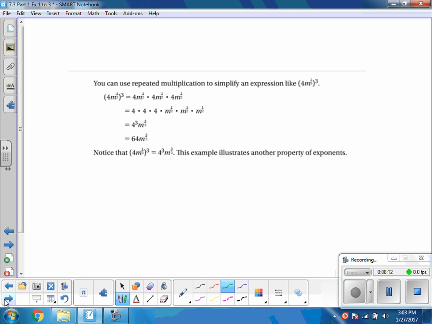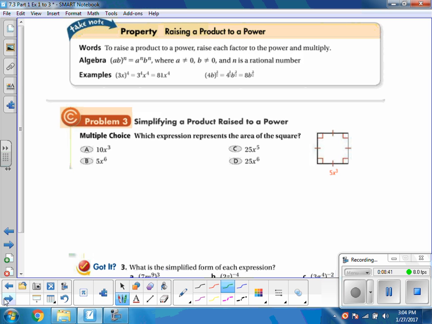You can use repeated multiplication to simplify an expression, like 4m² to the third. So with the 3, you get your 3 coefficients together, and then you've got your 3 variables to the half power together. And you can end up with 4 to the thirds and m to the 3/2. 4 to the third power is 64, and you end up with 4 to the 3/2. Property of raising a power to a power.